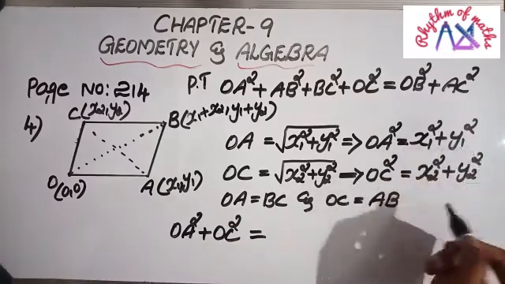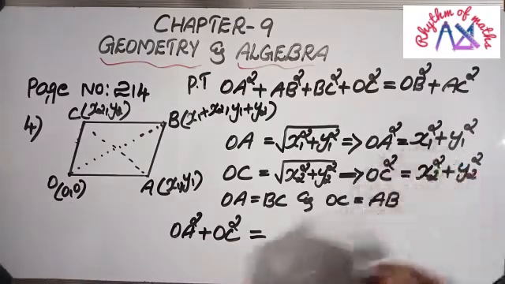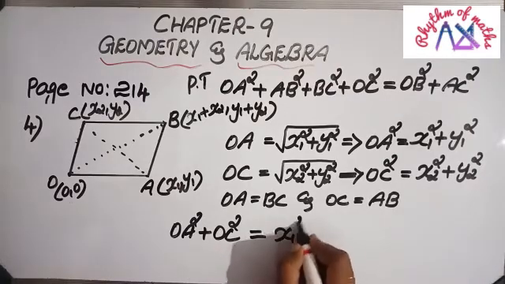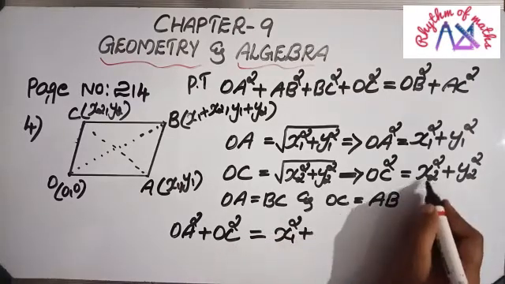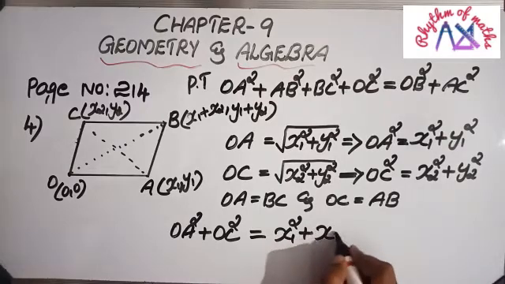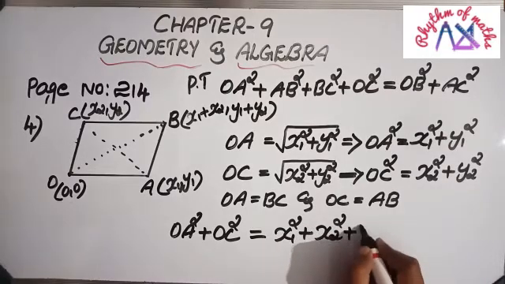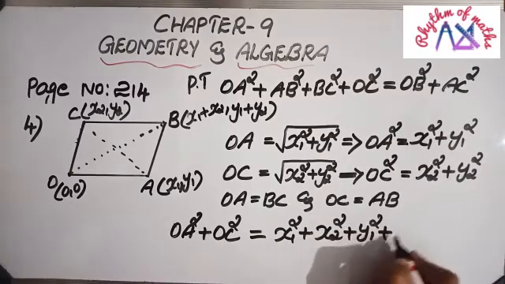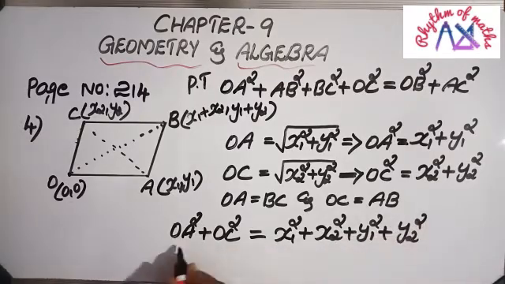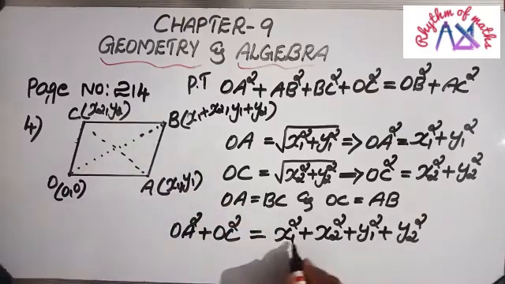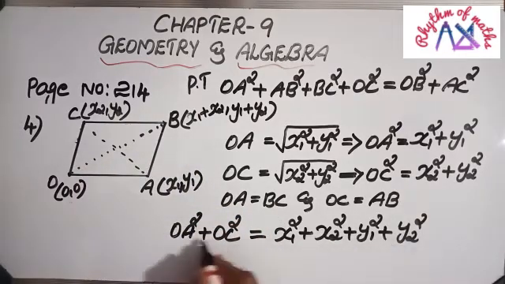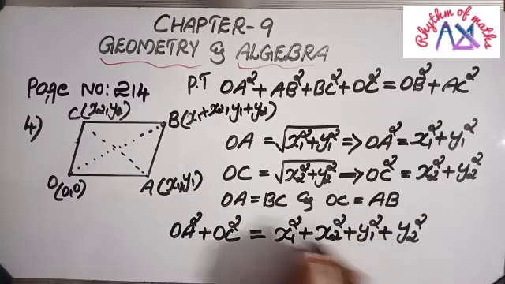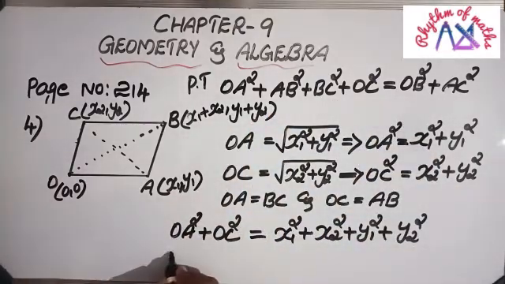x1 square plus y1 square, x2 square, y2 square. We can add all this. So x1 square plus, first let's complete the x coordinate, so x2 square plus y1 square plus y2 square. This is the sum of these two sides. The sum of these two sides will also be the same answer, because both the sides are equal. So the sum of all the four sides will be what?